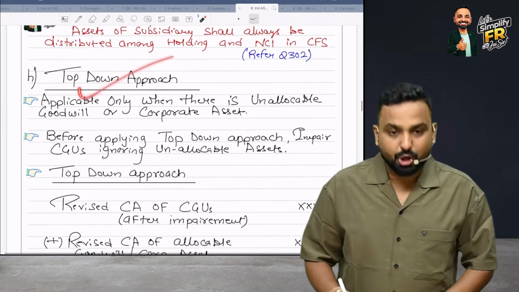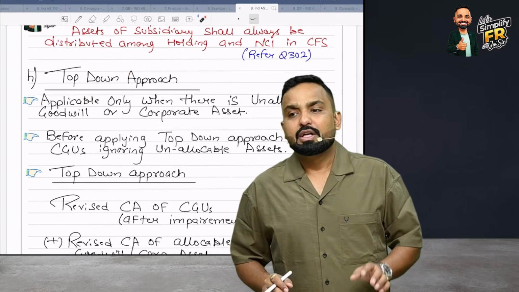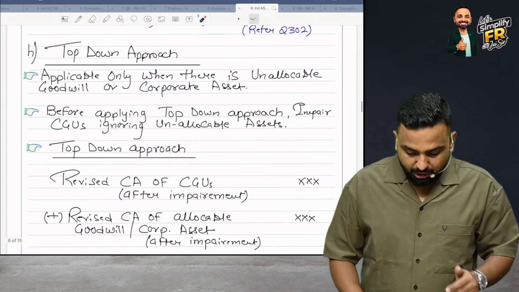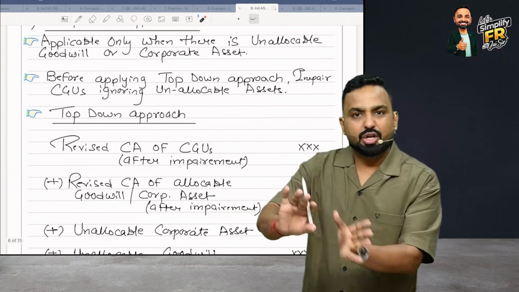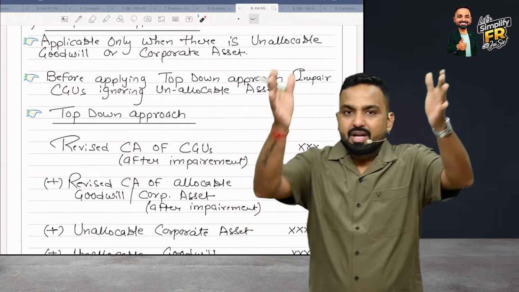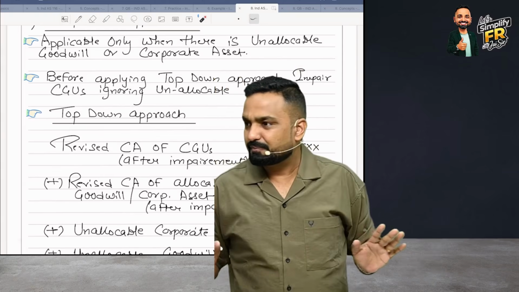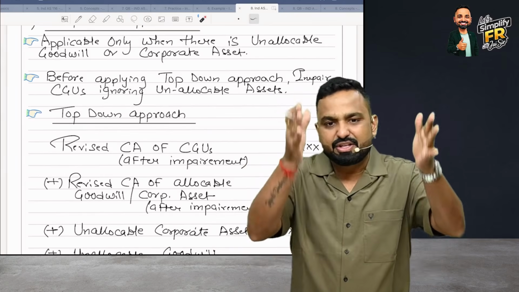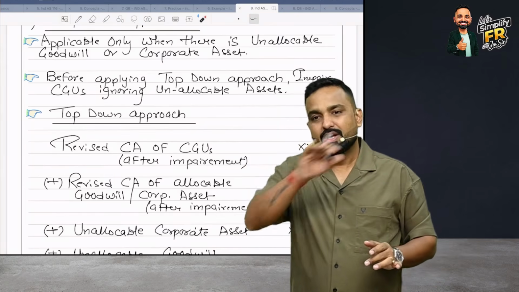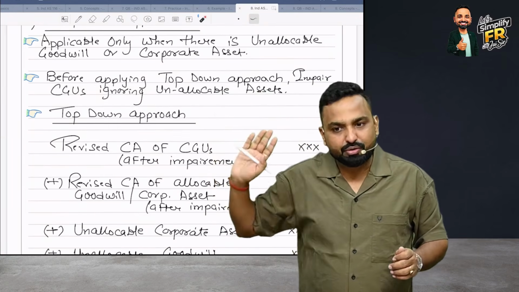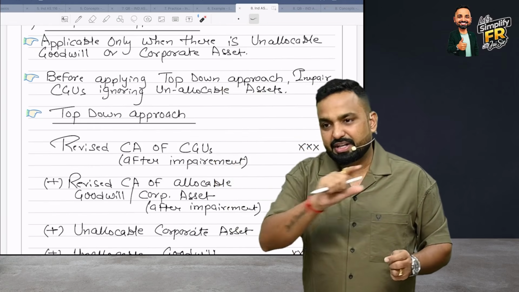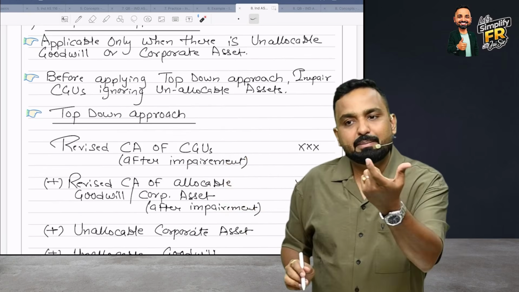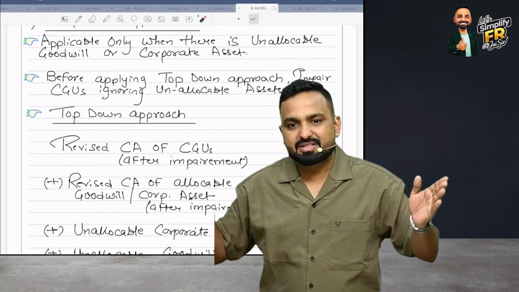Okay. Now let us talk about the top-down approach. Once again, when will the top-down approach be followed? When the goodwill or corporate asset is unallocable. So what to do when we follow the top-down approach? First of all, ignore the unallocable goodwill, ignore the unallocable corporate asset, and impair all other CGUs properly, just like we used to impair: carrying amount of CGUs without such unallocable goodwill minus recoverable amount of CGUs without any goodwill. Understood or not? We'll get the impairment loss. Allocate such impairment loss to the assets and to holding and NCI.